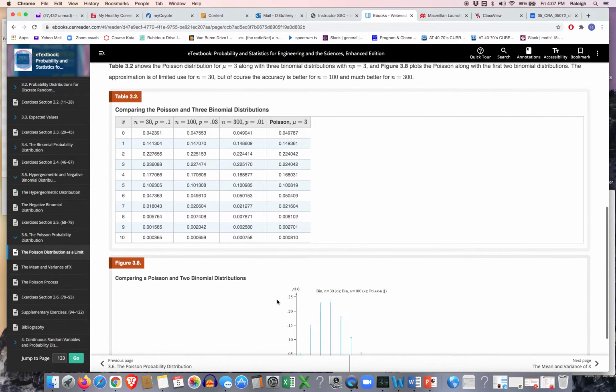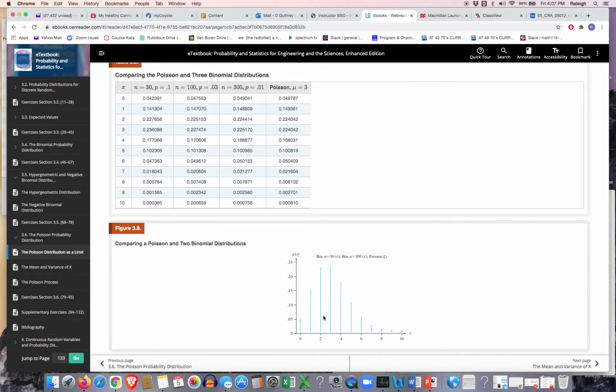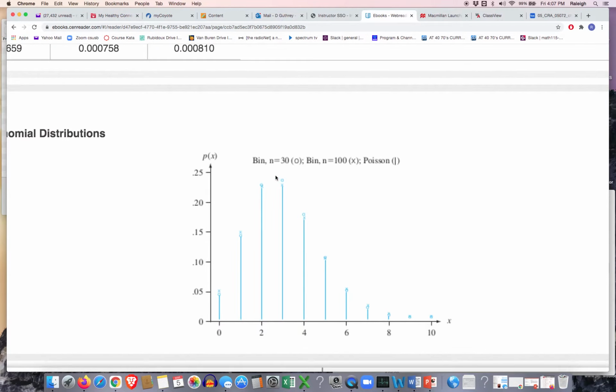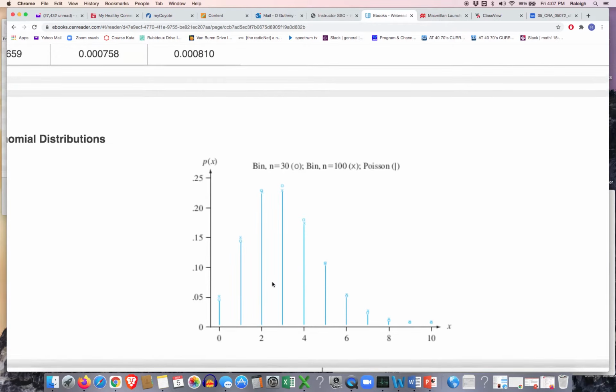And they even have a graph as they belabor this point quite a lot. This is difficult to read. I just can't seem to expand it today. There we go. Okay, so binomial n equals 30. Okay, there's the 0. You can see that very barely. And then you've got binomial n equals 100 is the x. So it drives it up a little higher, a little bit down in the middle, a little bit higher on the ends. And the Poisson is simply the line, the actual value of the line.